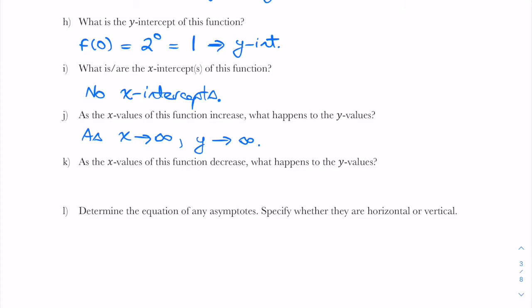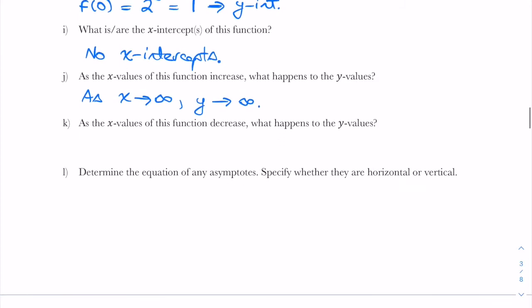Part K, as the x values decrease, what happens to the y values? So once again, we already talked about this. As the x values get smaller and smaller, in other words, approach negative infinity, notice that the y values get closer to 0, but they never actually cross the x-axis. And the reason for this will be described in the next part.